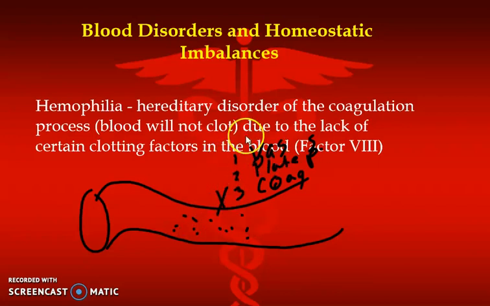Hemophilia is a hereditary disorder, meaning it's passed on, where blood has a tough time clotting, generally due to a lack of clotting factors. That means they bleed and they bleed and they bleed. My best friend growing up has hemophilia.